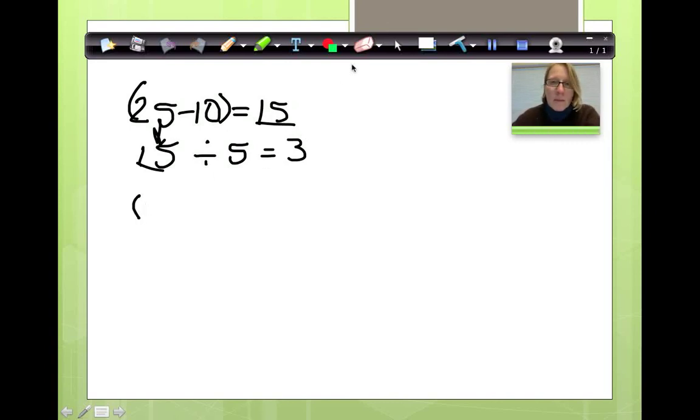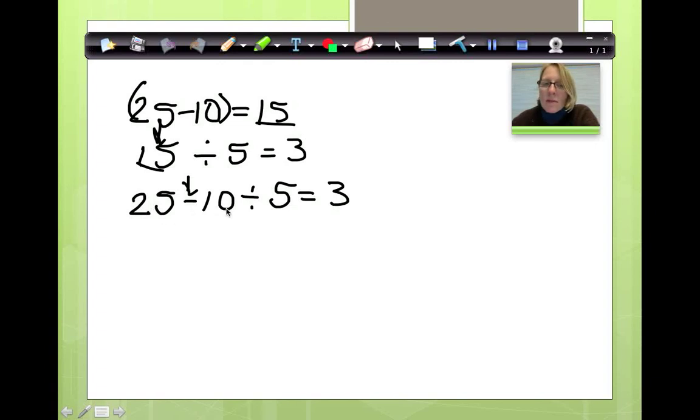Now, let's pretend I didn't do this. Let's pretend I didn't use parentheses. Let's see what happens. 25 take away 10, and then I do my divide, then my 5 equals 3. Okay? Now, which would you like to do first? Let's do, I don't care. Let's do subtraction first. 25 take away 10, what is that? That's 5. No, that's not 5. It's 15. 15 divided by 5 equals 3. Does that check? Well, 3 times 5 is 15, so yes, it does check.